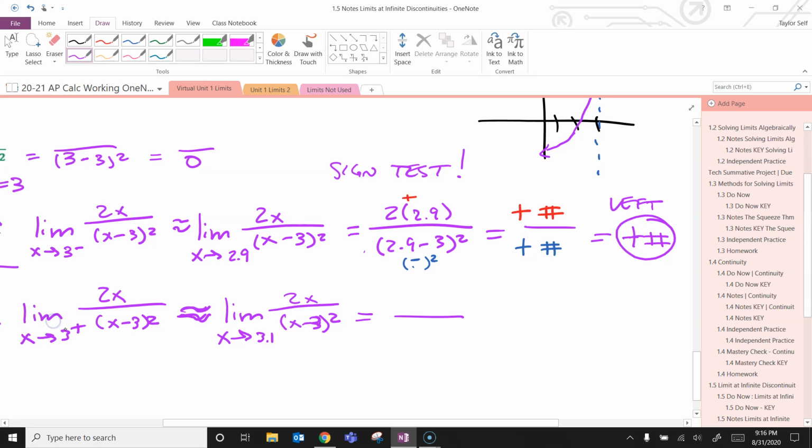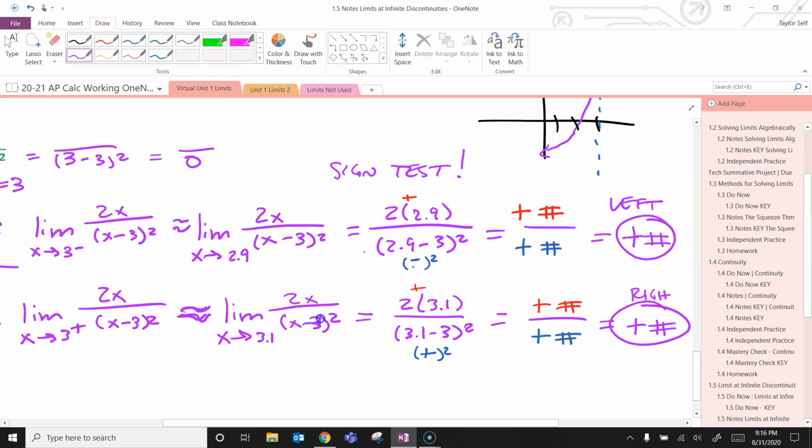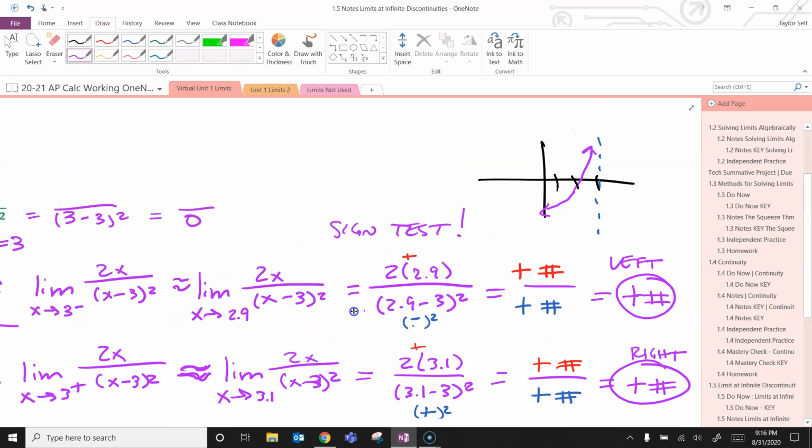Okay, so we're going to plug in 3.1, and you get (3.1 minus 3) squared on the bottom. On top, we have a positive times a positive, which is a positive. On bottom, 3.1 minus 3 squared gives us a positive number. So our overall right limit is a positive number. So that means on our graph, on the right of 3, our limit is also positive. So what is the general limit?